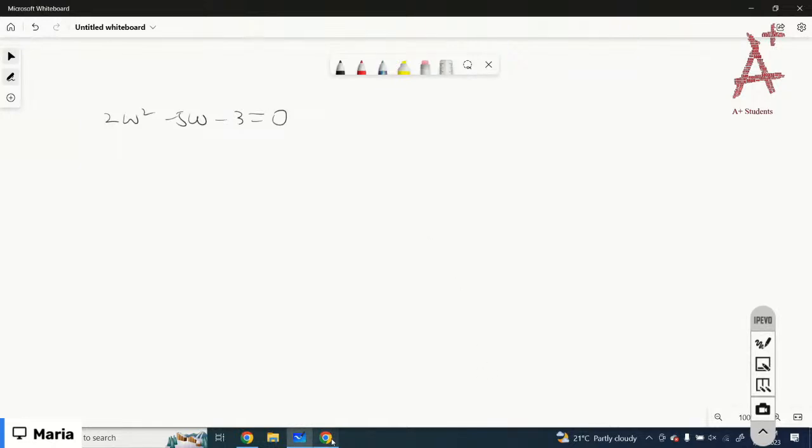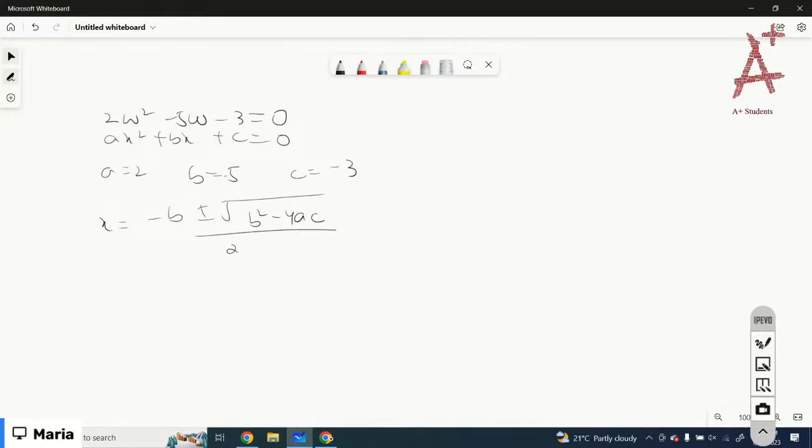Let me just confirm the equation. Yes, okay. Just equate the equation to the standard form, ax square plus bx plus c equals 0. Got it? That means a equals 2, b equals negative 5, and c equals negative 3. Got it? So you can put up all the values in the quadratic formula. The quadratic formula is x equals minus b plus minus square root b square minus 4ac divided by 2a. Got it? So just put up all the values.